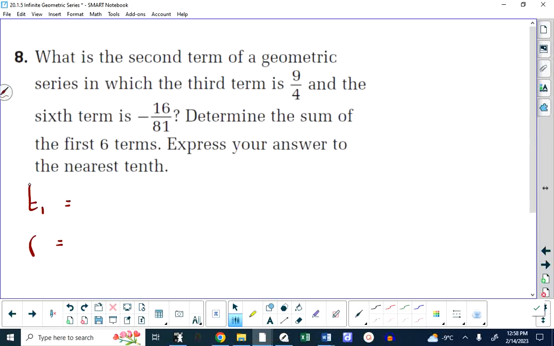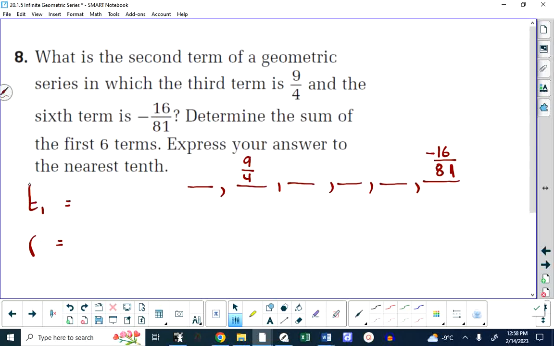But what we have here is the second term is 9/4. So here's the first term. The second term is 9/4. Then we have the third term, which we don't know, the fourth term, which we don't know, the fifth term, which we don't know. The sixth term is negative 16/81. I don't know if this is obvious to you or to anybody. I think it's obvious to some of you. Anytime you have a geometric sequence or series, and some of the terms are positive and some are negative, you have to have a negative common ratio.